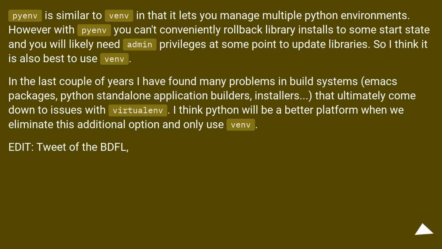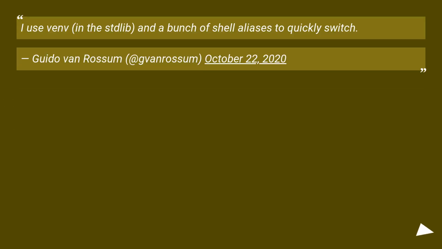In the last couple of years I have found many problems in build systems, Emacs packages, Python standalone application builders, installers, that ultimately come down to issues with virtualenv. I think Python will be a better platform when we eliminate this additional option and only use venv. Edit, tweet of the BDFL: I use venv, in this glib, and a bunch of shell aliases to quickly switch. Guido van Rossum, @vanrossum, October 22, 2020.